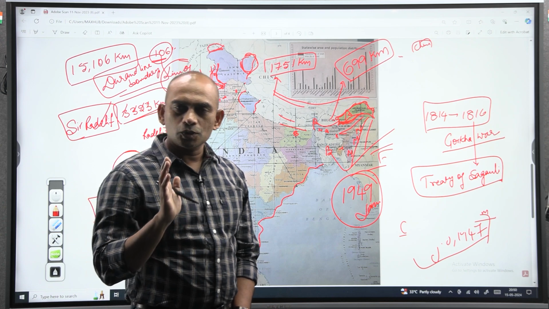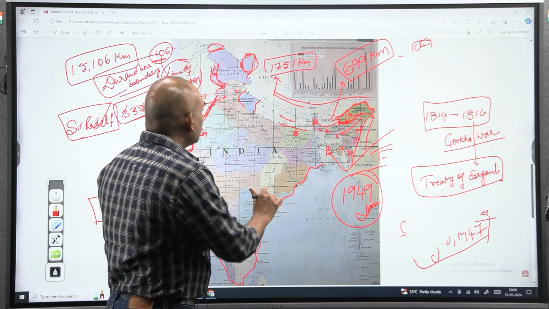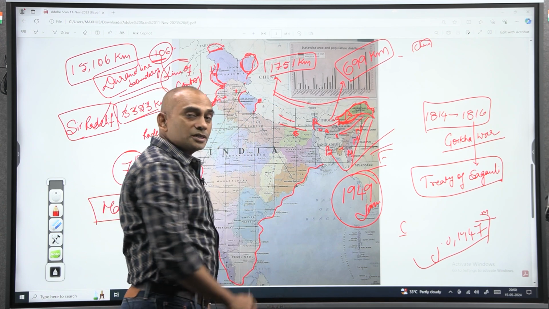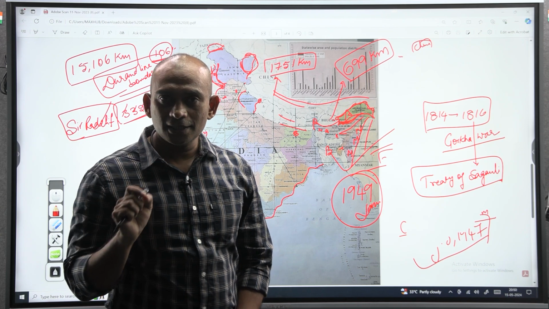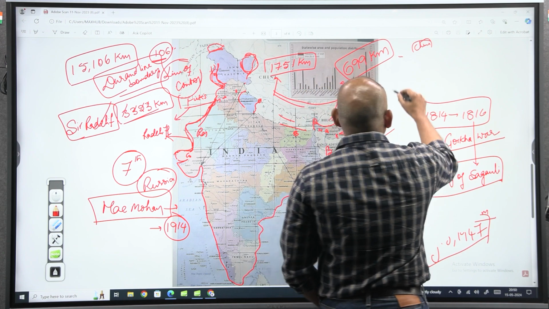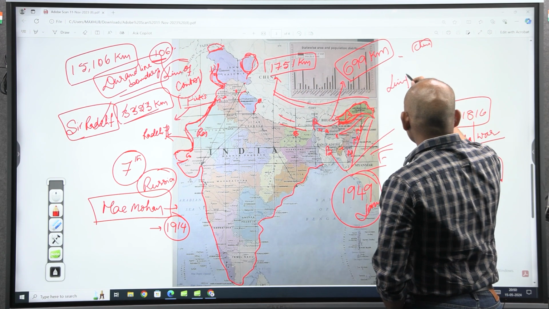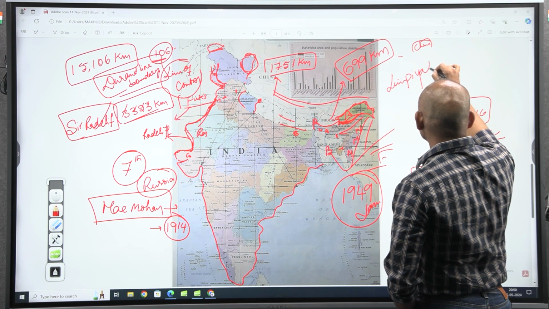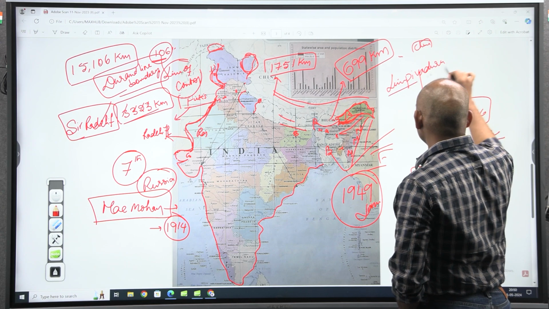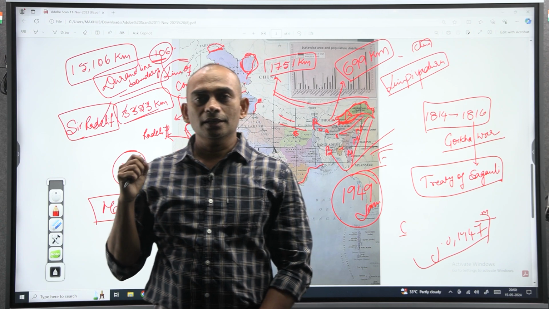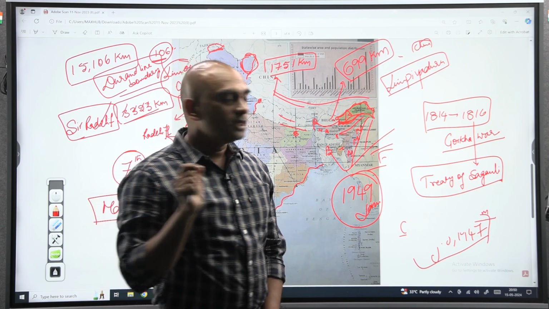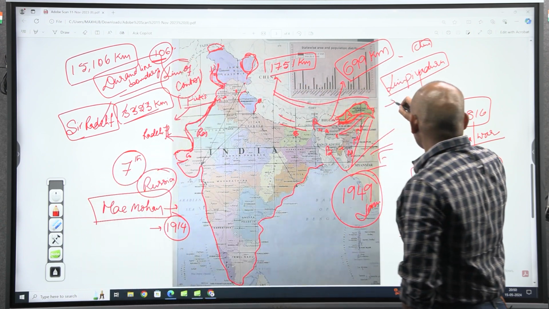The Kali River originates at Limpiyadhura. That is a place. Limpiyadhura is the place where the Kali River takes its birth. Okay, next one, Kalapani.